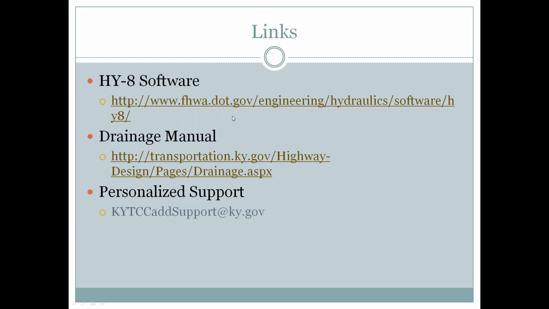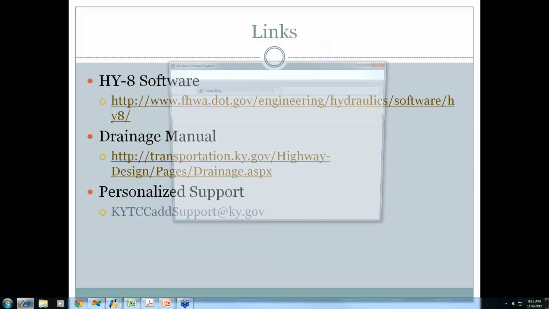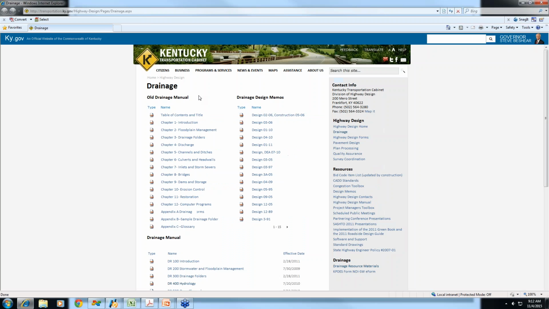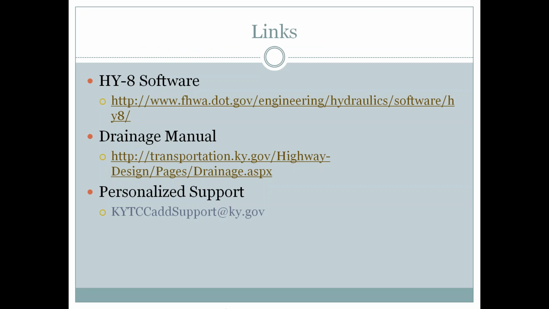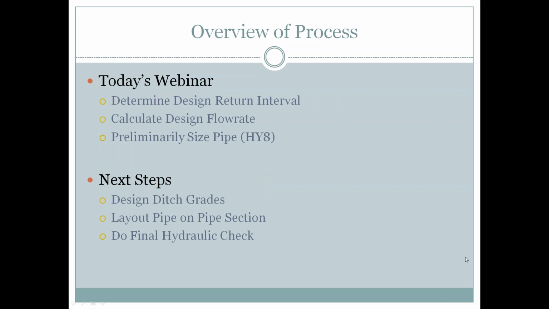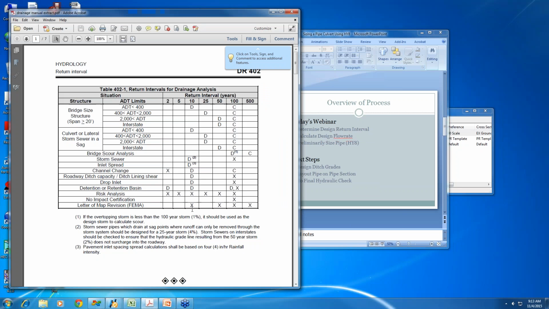I'll just show you where that is on the web. Sometimes our website is a little bit difficult. Scroll down through the obsolete old drainage manual, and you'll come to the one that we're actually using. And it's broken up by chapter, so we're in the hydrology chapter, DR 400. But I've got it locally here. So this is that page. It's page 3 in DR 402.